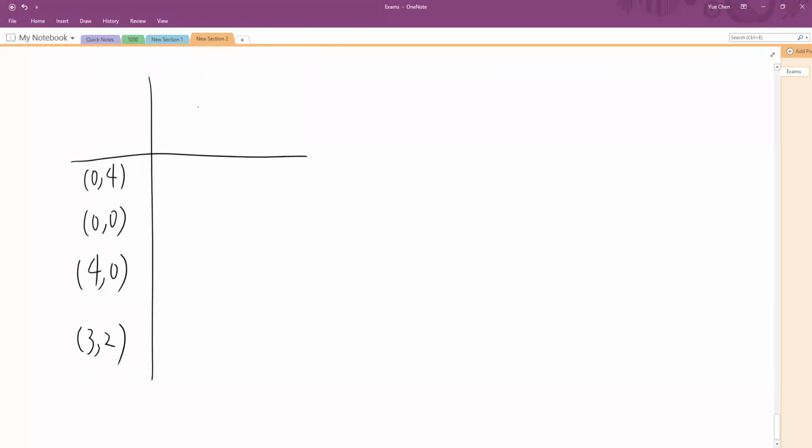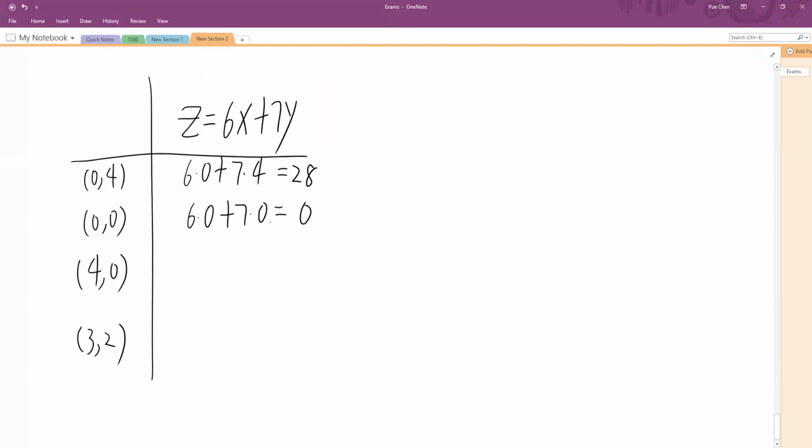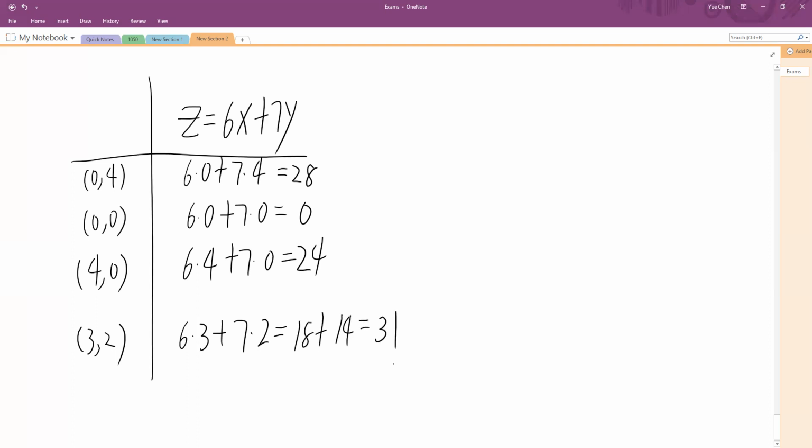Z is equal to 6x plus 7y. Plug in 0, 4: 6 times 0 plus 7 times 4, which is 28. Plug in 0, 0: 6 times 0 plus 7 times 0 equals 0. 4, 0: 6 times 4 plus 7 times 0 equals 24. 3, 2: 6 times 3 plus 7 times 2 equals what? 18 plus 14.